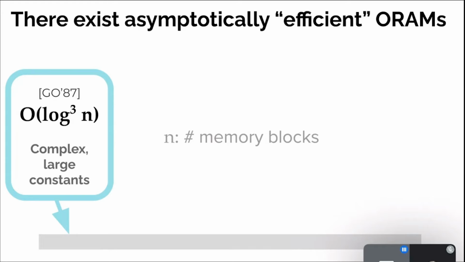They showed a very non-trivial theoretical result. They showed you can get ORAM with log cubed overhead. And this is a big improvement from this linear naive scheme, right? But the problem is that their scheme is very complex and it has astronomical constants. So it's basically just useful in theory, but it has very little practical relevance.